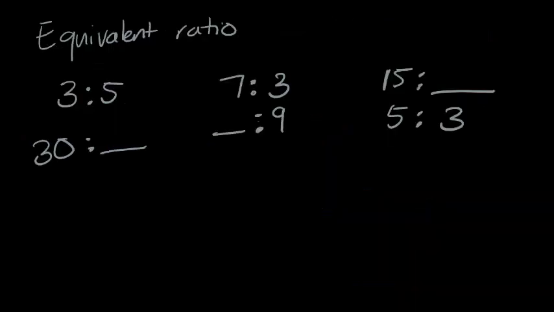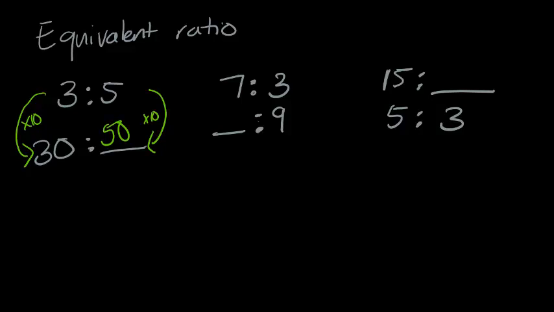Let's do a couple more examples of equivalent ratios. So the first one says 3:5 is the same as 30:blank. What do I do to 3 to get 30? I say 3 times 10 equals 30. I do the same on the other side, times 10. 5 times 10 is 50. That's my answer.